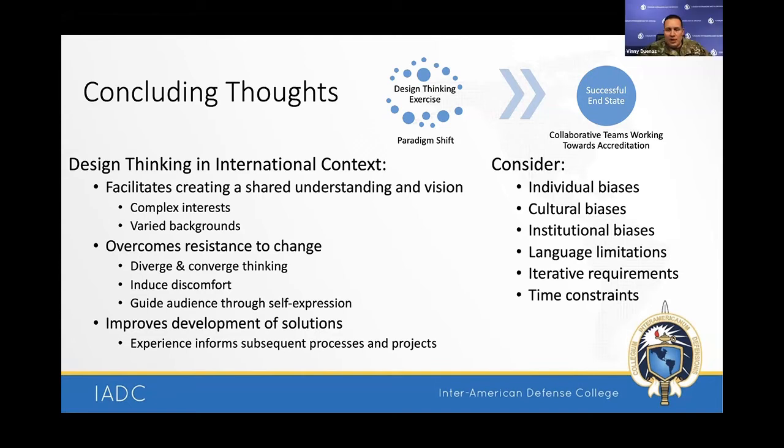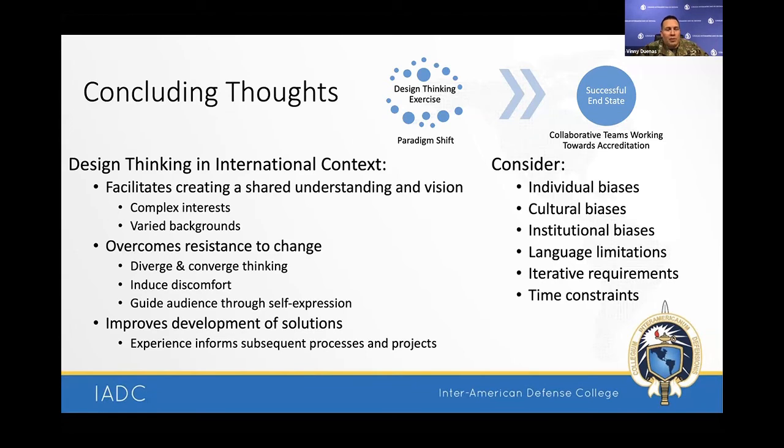It helped create a shared understanding that then informed their subsequent processes. But inside of the context of an international event, in the context of an international organization, really, we saw these things. I mean, the individual biases are key. Coming down from what background they have, how they grew up, socioeconomic level informs how they answer questions, to cultural biases that are prevalent for certain countries or certain parts of the region, to institutional biases that would describe whether they're army, military, civilian, what have you. And then the language limitations.